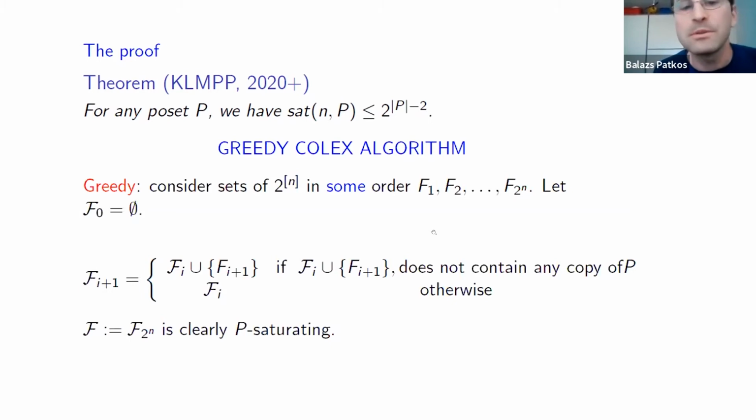And then of course, at the end, if we consider all the sets, we get the P-saturating family because it will be P-free, because we always took care not to add anything that would create a copy of P. And also, whenever we didn't add something, we didn't add it for a reason, because it would create a copy of P. So therefore, our resulting family will indeed be P-saturating. It's going to be P-free, and whatever wasn't added would create a copy of P.